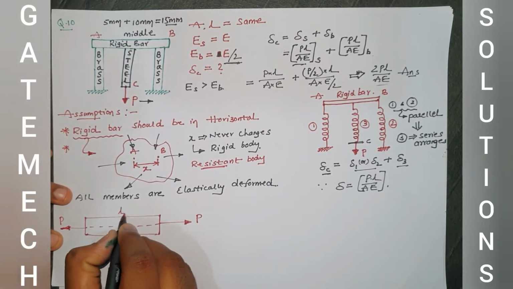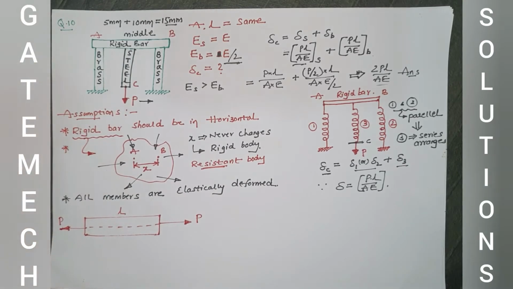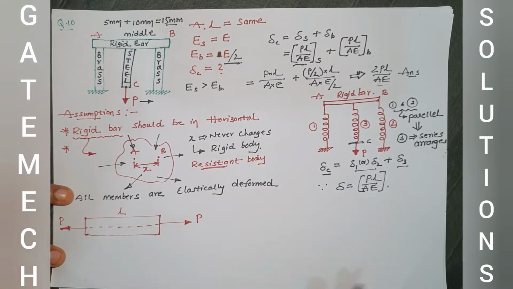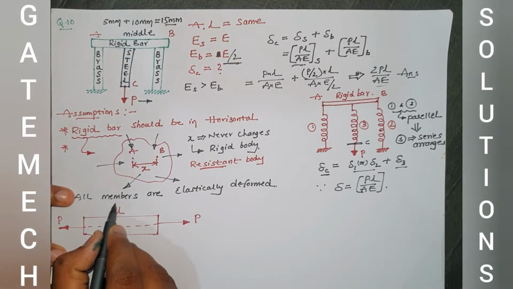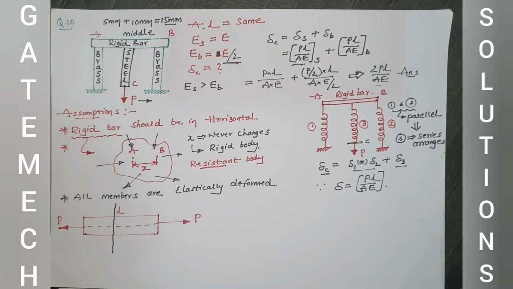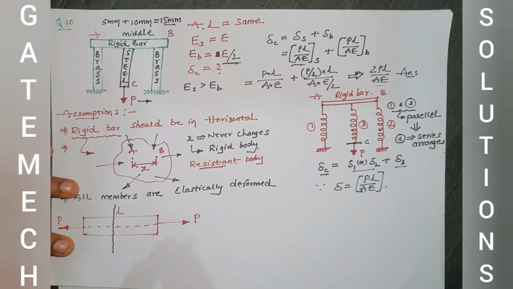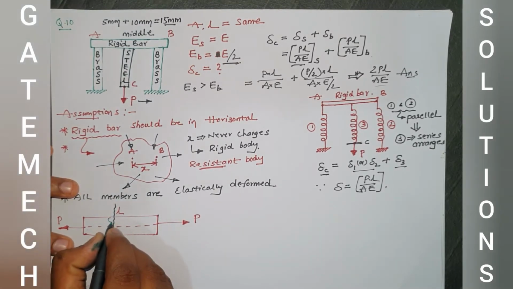Now initially the length of the bar I am taking as L. The cross section area is A. So the point is, because of this application of load, if you consider any cross section, at this cross section, if you observe in a microscopic manner, the atoms are arranged like this.